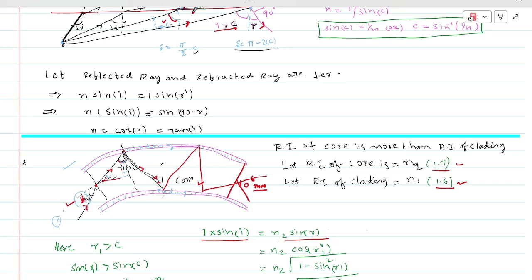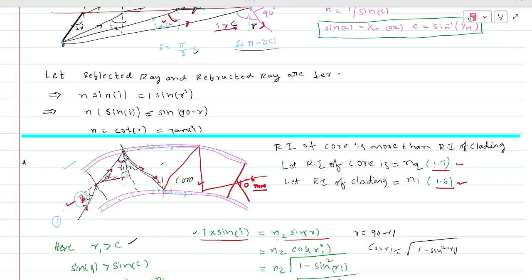Now if you see the diagram, the angle R takes place here and R1. With 90 degrees here, R1 is 90 minus R. R1 should be greater than C, so sin R1 is greater than sin C. Sin C is N1 by N2, where N1 is the refractive index of air, medium 1, so that is 1 by N2. Now apply Snell's law here: 1 into sin I, according to our rule, the refractive index of that medium into the sin of the incident angle, is equal to N2 into sin R. Here R is equal to 90 minus R1 according to the diagram, so sin R is cos R1. The cos R1 is equal to root over 1 minus sin square R1.